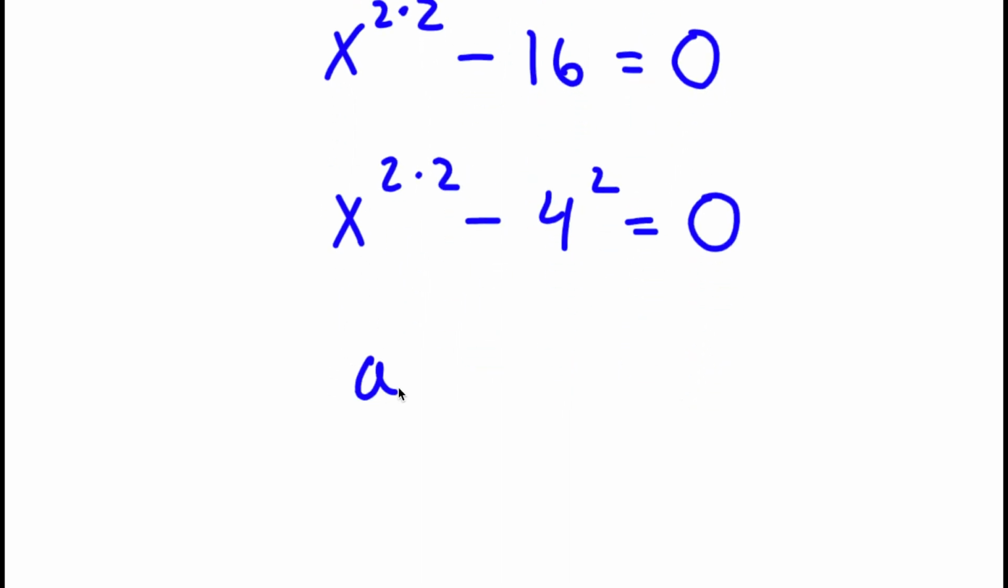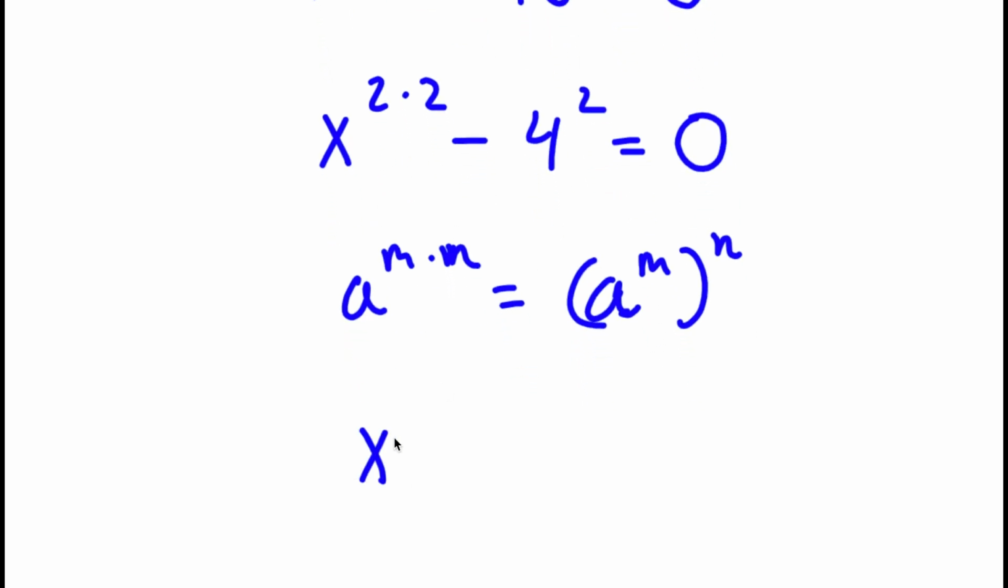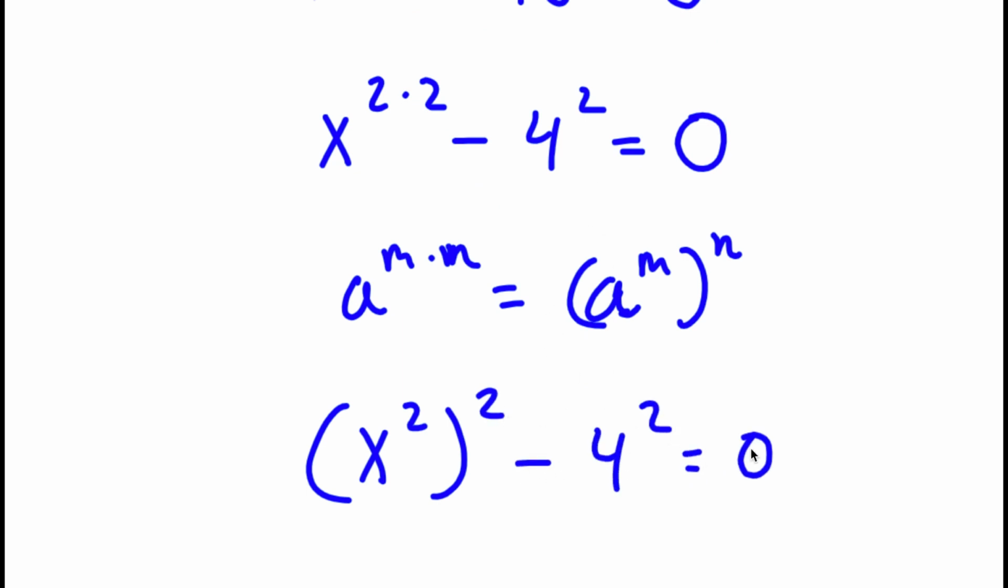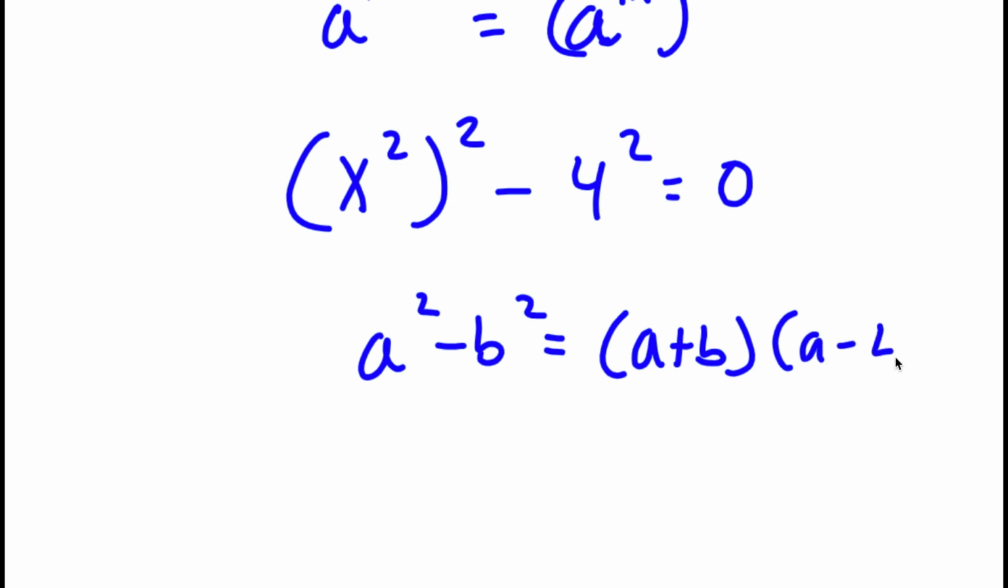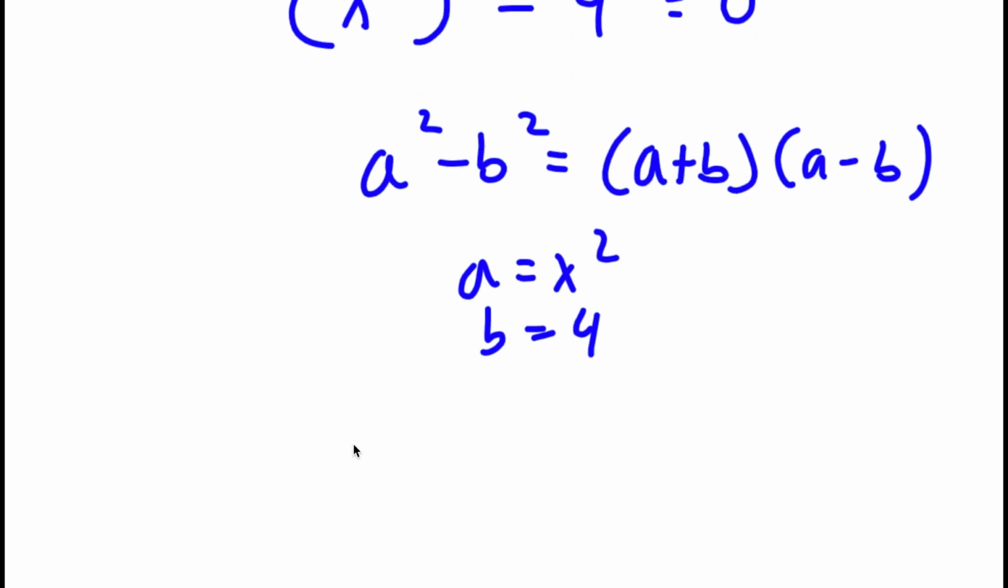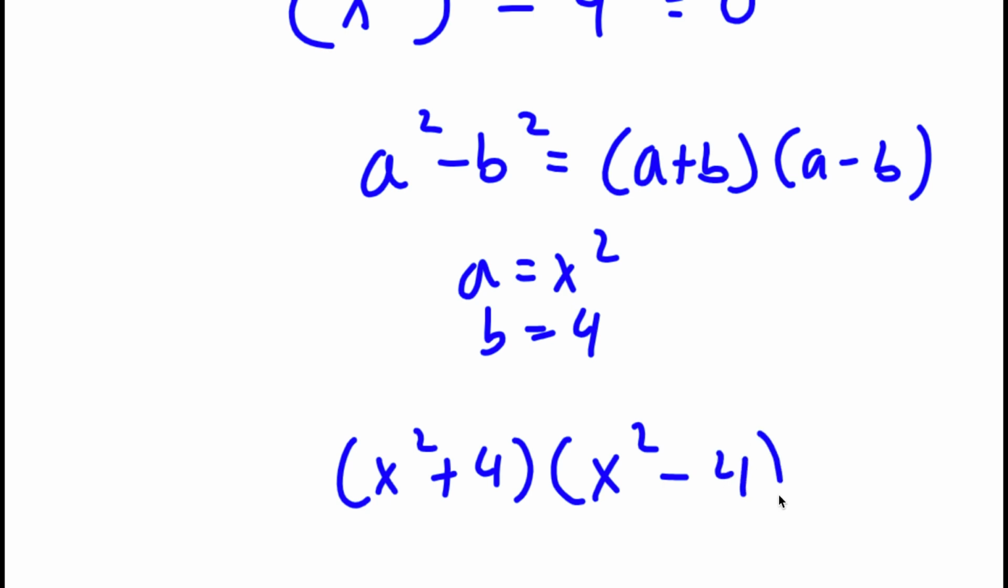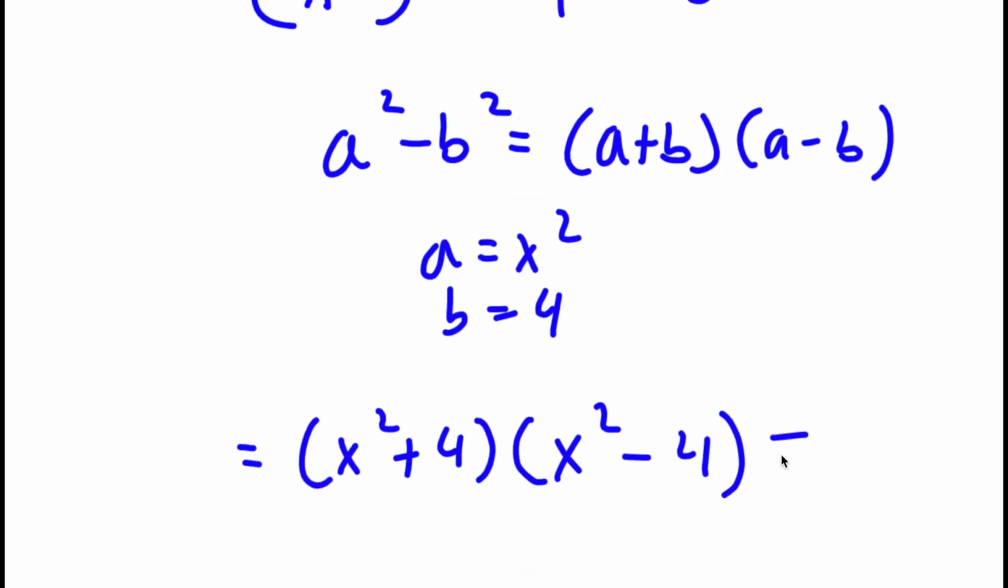Now if I have something in the form a to the power of m times n, this is equal to a to the power of m to the power of n. So in this case, x to the power of 2 times 2, I can rewrite as x to the power of 2 to the power of 2 minus 4 to the power of 2 is equal to 0. Now if I have something in the form a squared minus b squared, this is equal to a plus b times a minus b. So in this case, a is equal to x to the power of 2 and b is equal to 4. So I have x to the power of 2 plus 4 times x to the power of 2 minus 4. And this is equal to 0.